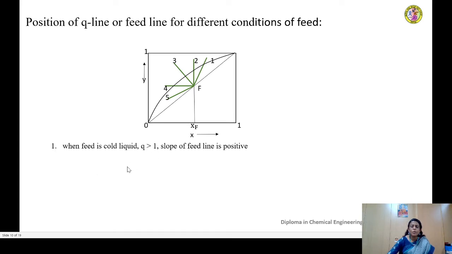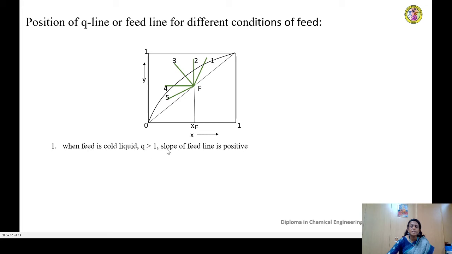Okay, so cold liquid means it is entering with a temperature less than its bubble point. It tends to condense an additional amount of liquid from the vapor. So due to its lesser temperature, the amount of liquid that flows in the stripping section will be greater than 1: 1 mole of feed enters, plus the additional amount of liquid added by that condensation. So Q value will be greater than 1 when the feed is a cold liquid.